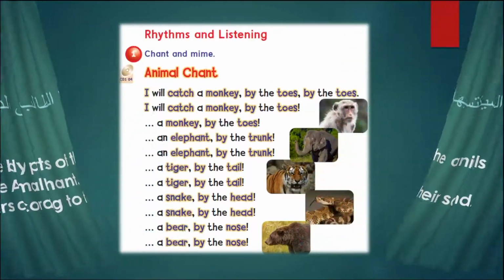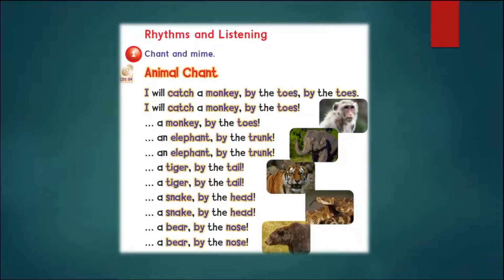So on this page guys, I'm gonna read the chant and after that I'm gonna explain it.